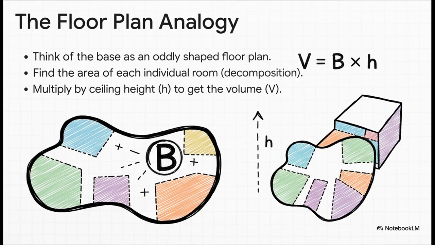So you might be thinking, okay, that's a neat math trick, but why does this actually matter? Well, think of it this way. That prism's base is like an oddly shaped floor plan for a house. You can't measure the whole floor at once, right? So you find the area of each room separately, the living room, the kitchen, and then you add them all up. That's your total B. Then you multiply by the ceiling height, that's your H, and now you have the total volume of air in the entire house. It's a really practical skill hiding inside a geometry problem.